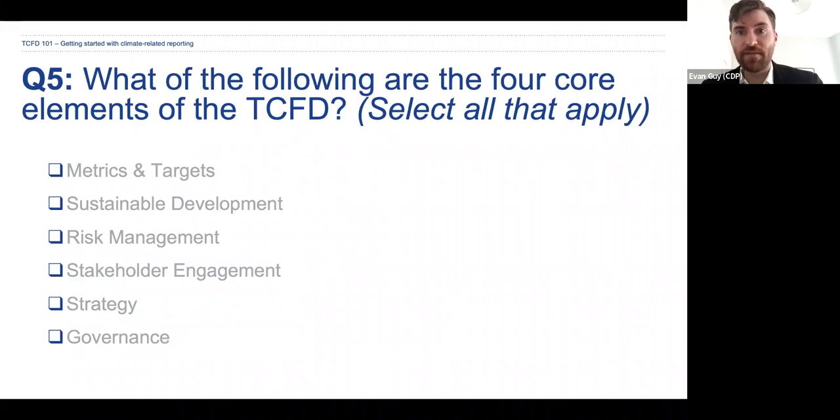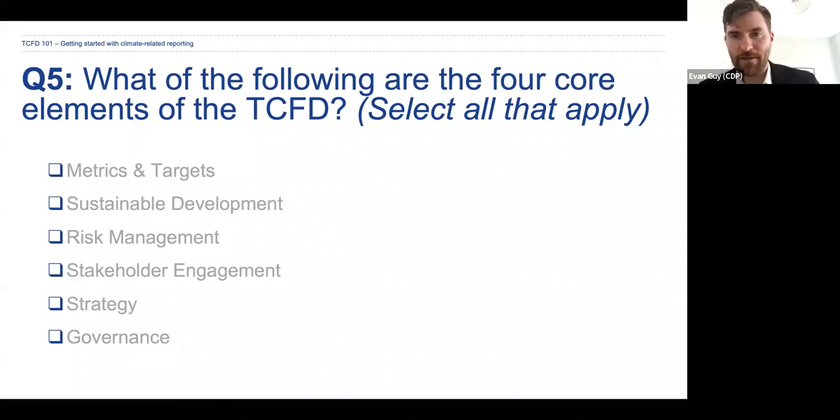I think the one difference to note, or two differences to note on climate, is that CDP does ask additional questions above and beyond TCFD. While it's aligned with TCFD, there are additional questions that investors through CDP ask companies to disclose. So if you're filling out every question of the CDP, you're filling out in line with the TCFD, but going above and beyond.